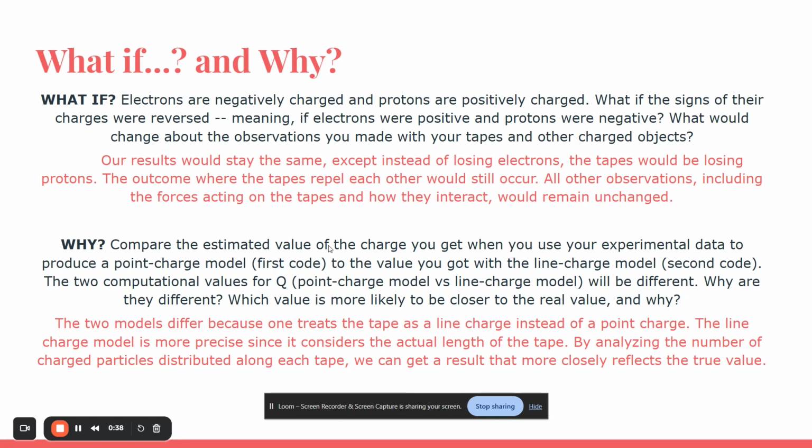We also considered some theoretical what if questions. For example, what if the protons and electrons switched roles? In that case, we still observe the same behavior, just attributed to the proton loss instead of the electron deficiency. The physics would remain unchanged because the direction of forces depends only on relative charges and not their labels. And then for the why, we also compared our point charge and line charge models, and both are useful, but the line charge model may be a little bit more accurate, as in this context, it reflects how the charge is actually distributed along the tape, allowing a more precise calculation.